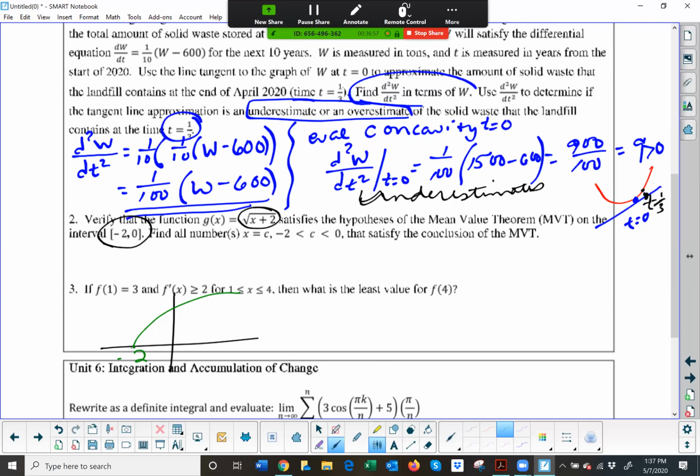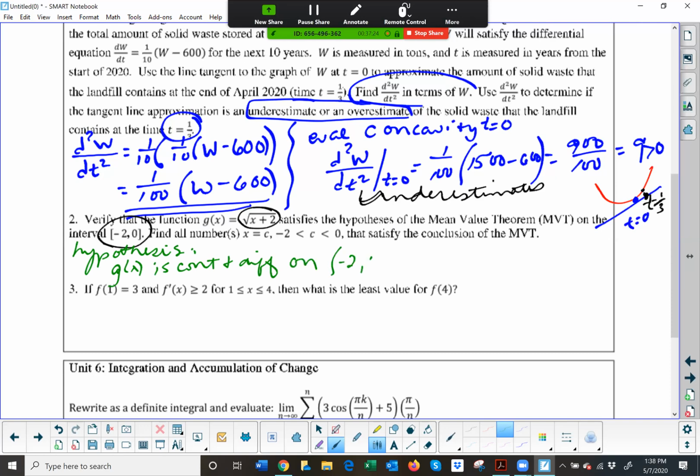So this thing is definitely continuous and differentiable on the open interval. So it does satisfy the hypothesis. So for the hypothesis, I could say, what is the name of our function? G. G of x is continuous and differentiable on -2 to 0.